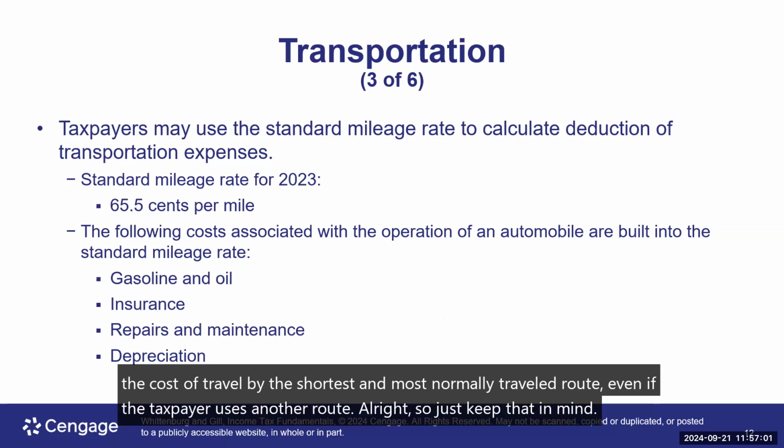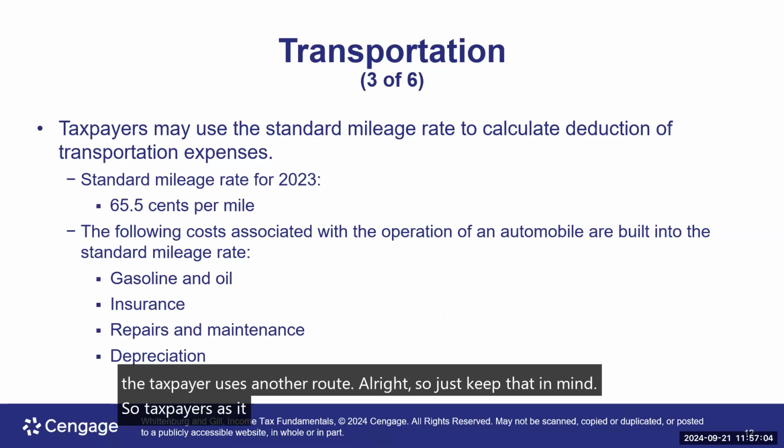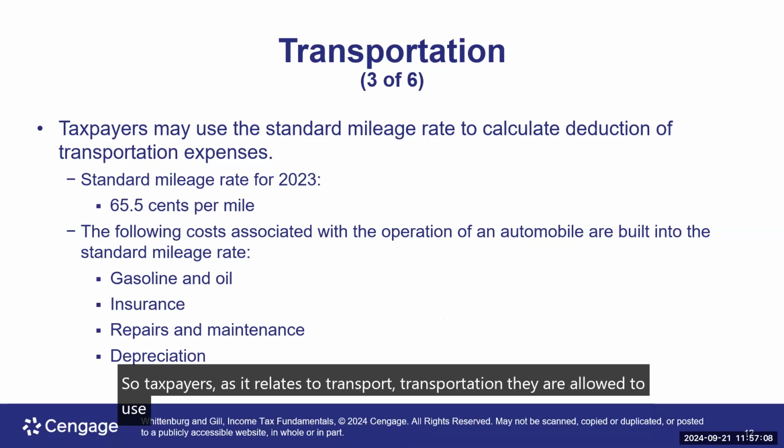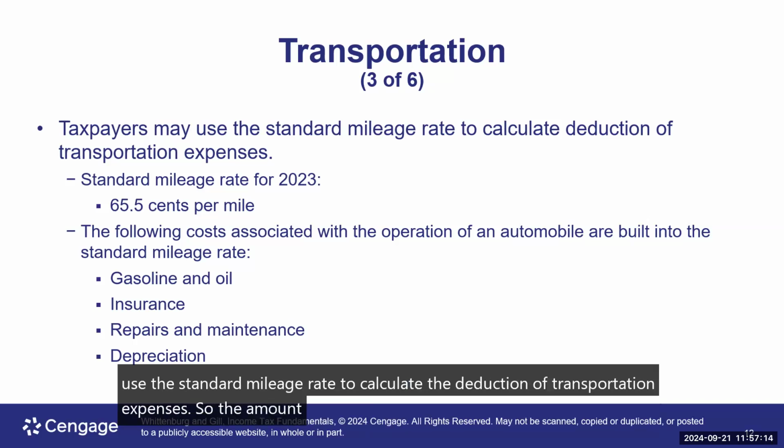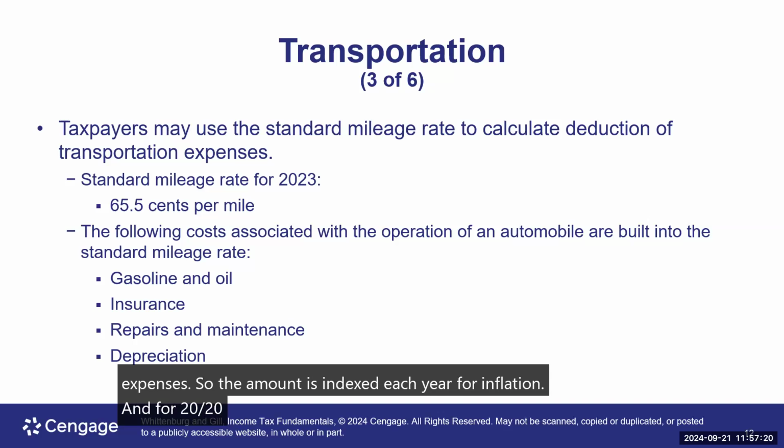So as it relates to transportation, taxpayers are allowed to use the standard mileage rate to calculate the deduction of transportation expenses. The amount is indexed each year for inflation. And for 2023, it's 65.5 cents. And for 2024, 2025, etc., it increases.